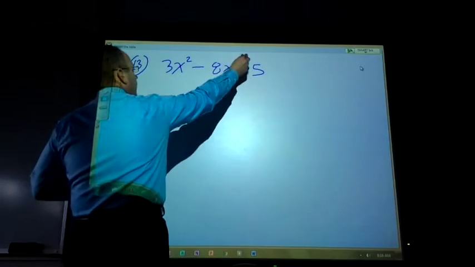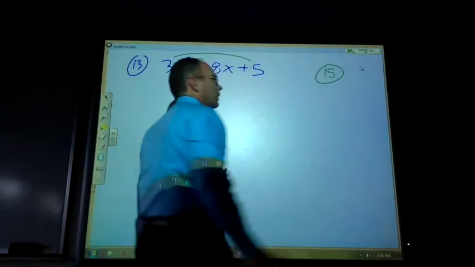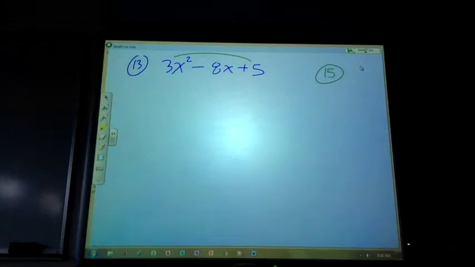So I'm going to multiply this times this, and that's going to give me a positive 15. Okay? Now things we have to understand. In order for me to get a positive number when multiplied, I have to go positive times positive or negative times negative. Is this one going to be negative, negative, or positive, positive?